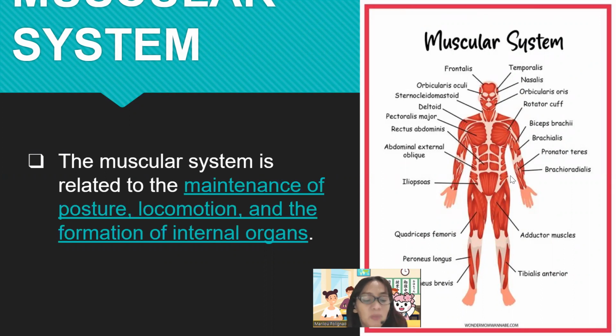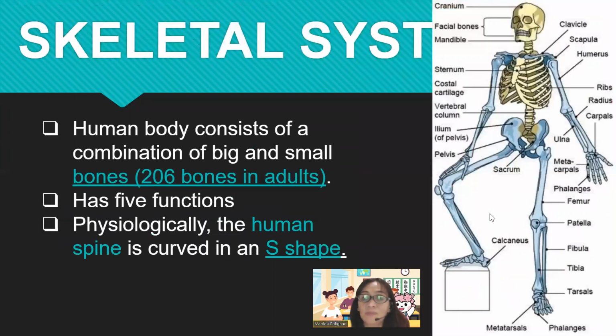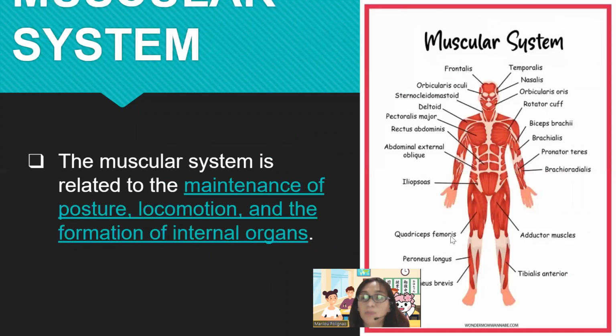So, ano po ba yung locomotion? So, yan po yung muscular system related to maintenance of the human body, related posture, and information of internal organs. So, okay. So, yung pong tinatawag na humerus, sternum, radius, ulna. Okay, sorry. So, ito na po yung muscular system ng ating mga muscle. So, okay, babalikan po natin ito mamaya.